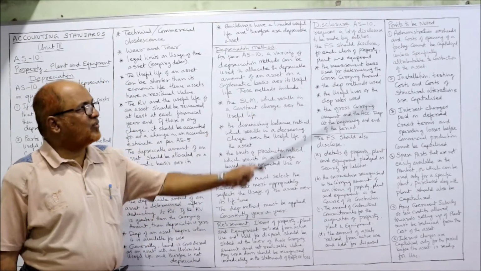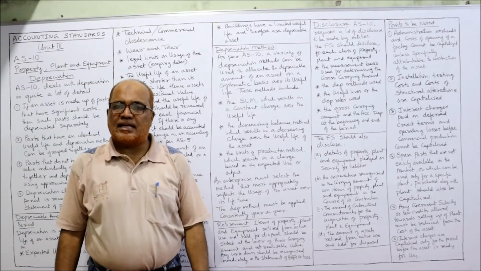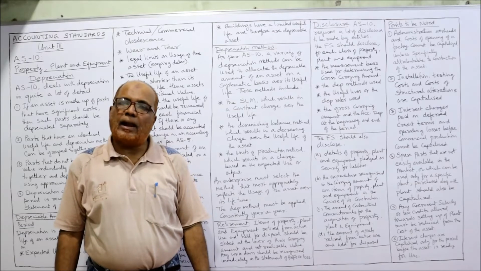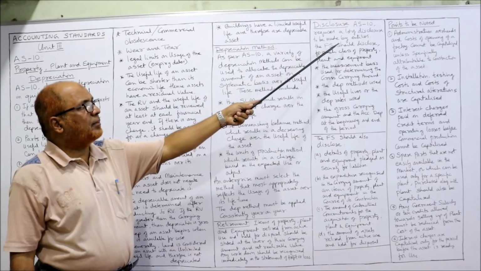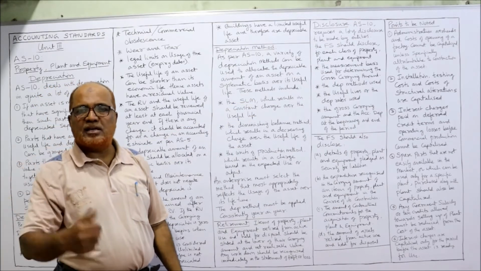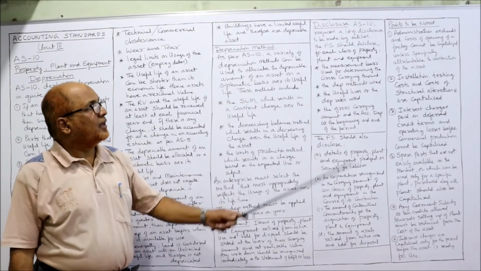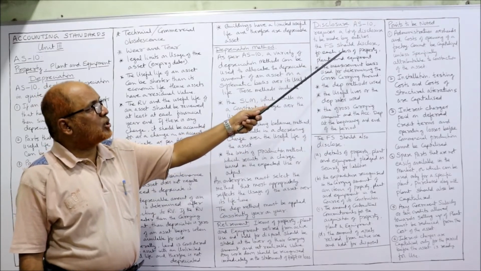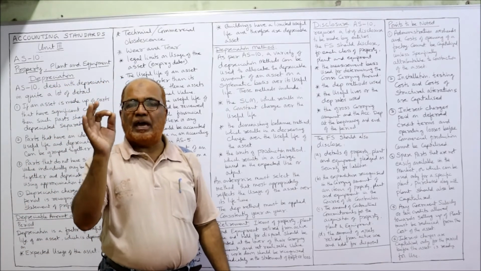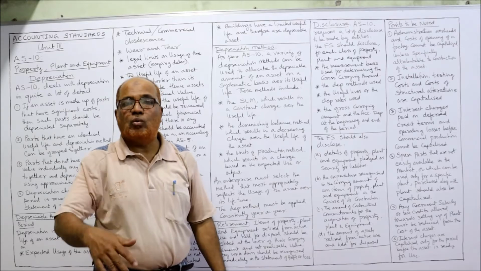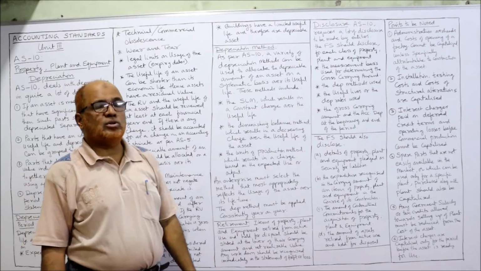Now disclosure. This is very important. What are the disclosure requirements of AS 10 regarding property, plant and equipment? So here AS 10 requires a lot of disclosure to be made by the entities. Entities means organizations, enterprises. So a lot of provisions are given regarding the disclosure. Then the financial statement should disclose, for each class of property, plant and equipment, what? First, the measurement basis used for determining the gross carrying amount.